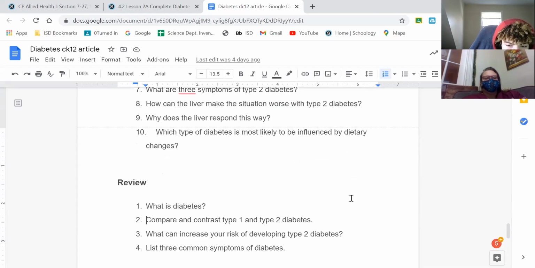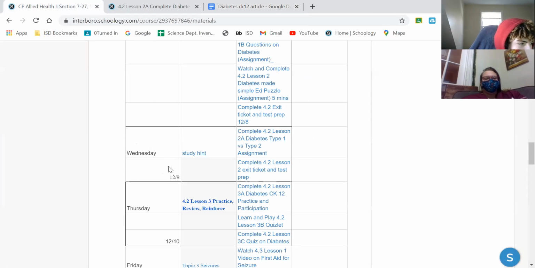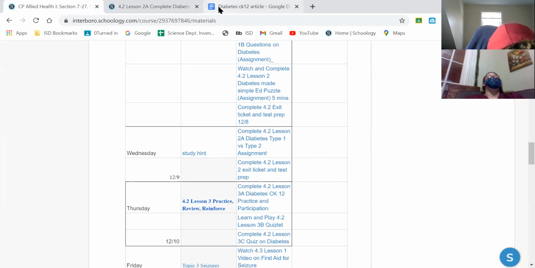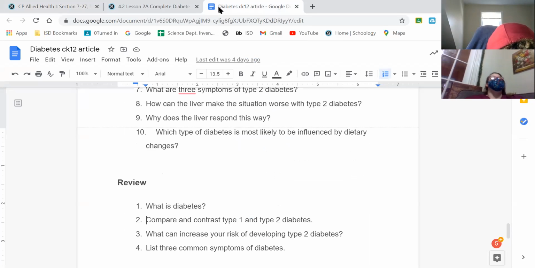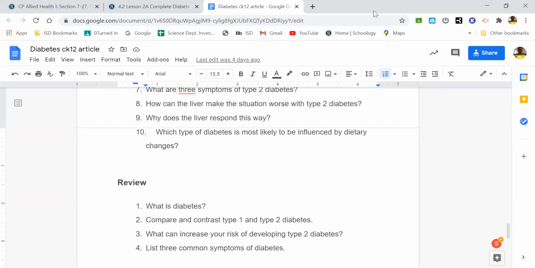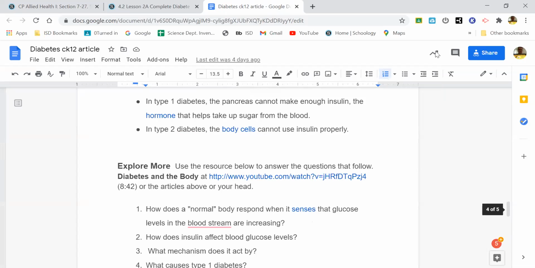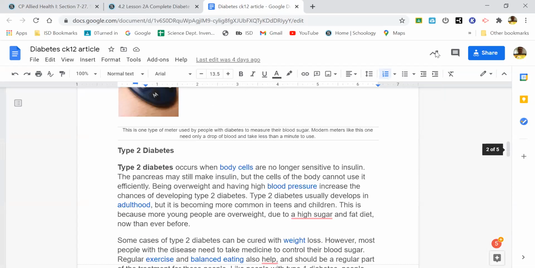And then there's these review questions. So again, we're on Wednesday, December 9th, tomorrow's work. Complete 4.2, lesson 2A, diabetes type 1 versus type 2 assignment. You click on that, then click on my documents. Are all 4 of you in there? Yeah. All right, I'm going to minimize your photos so they don't show up on the record.